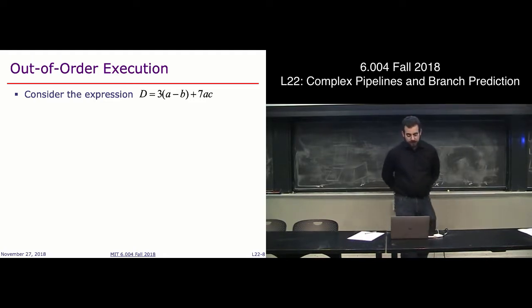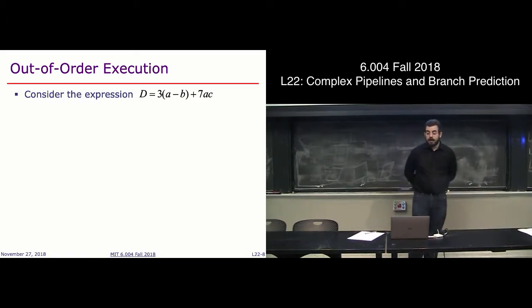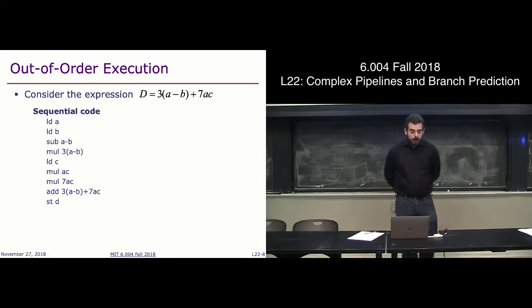To see how this works, consider this expression. You want to compute D, which is 3 times (A minus B) plus 7 times A times C. A, B, and C are in memory, so you're going to have to load them. Then we do some computations to produce D, and finally we store D to some location in memory. A compiler could produce sequential code: it loads A, then loads B, then subtracts B from A, then multiplies 3 times (A minus B). That gets this part of the term. Then it loads C, because it needs C for the second part, multiplies A times C, does another multiply for 7 times A times C, then finally adds everything up and stores the result.